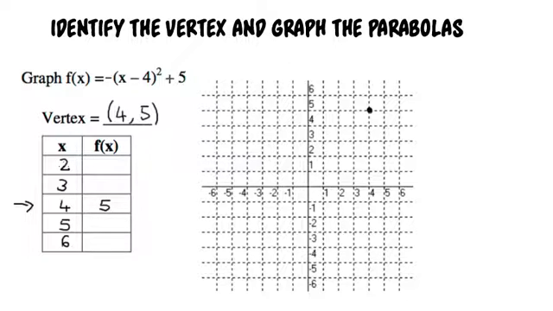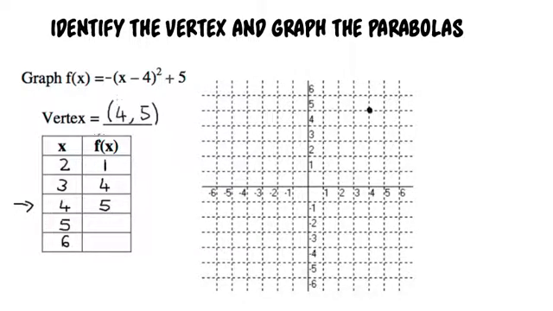Okay, when x is 2, f of x, 2 minus 4 is negative 2, negative 2 squared is positive 4, the negative makes that a negative 4, plus 5 gives me 1. 3 minus 4 is negative 1. Negative 1 squared is positive 1. The negative out front turns it negative again. Negative 1 plus 5 is 4.